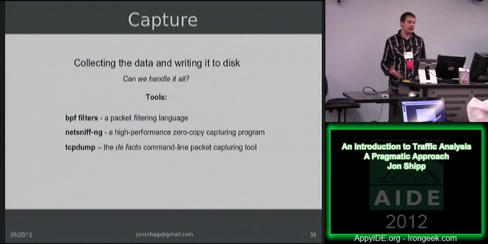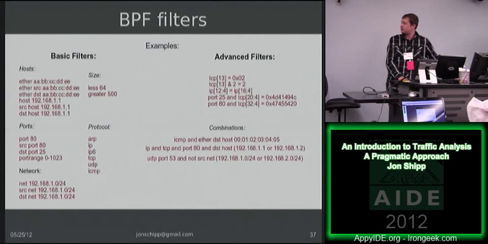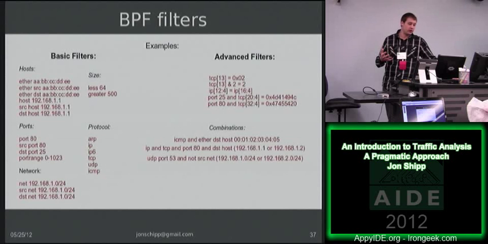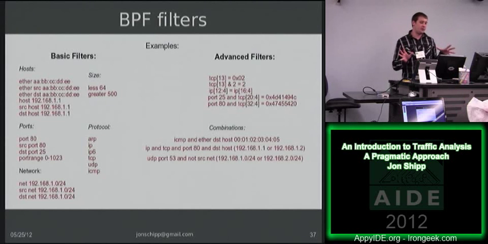So we need to collect the data, we need to write it to disk. One thing about collecting the data is we need to understand BPF filters. I really won't get into this, but these are some examples of basic filters. We can filter on hosts, ports, protocols, and entire networks. So we can tell tcpdump to capture all packets that are on network 192.168.1.whatever, and capture all those. We can do source net, destination net.